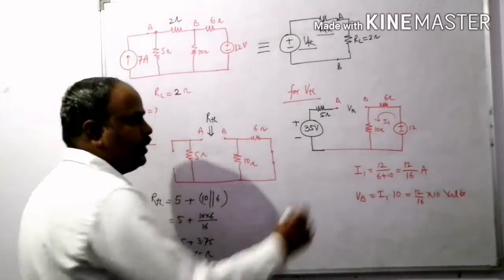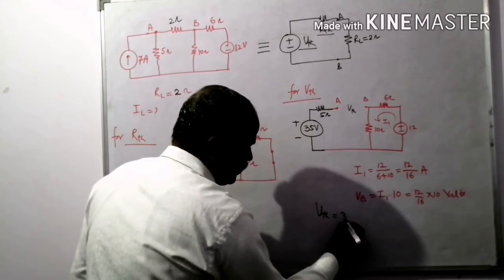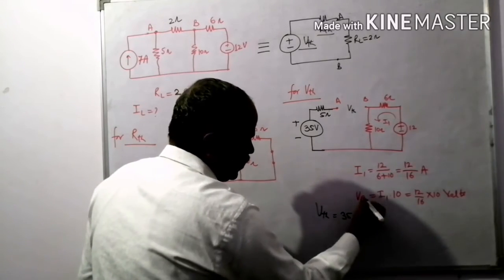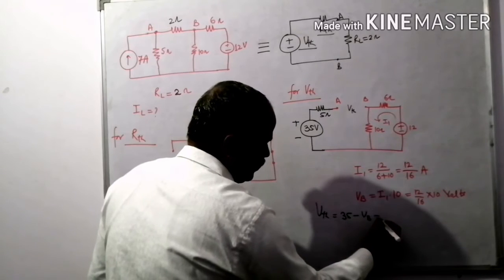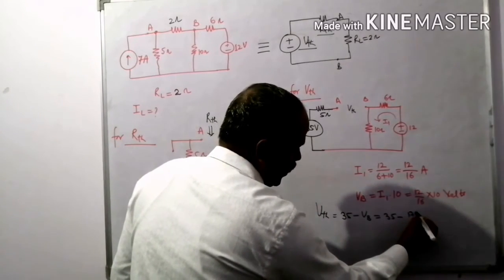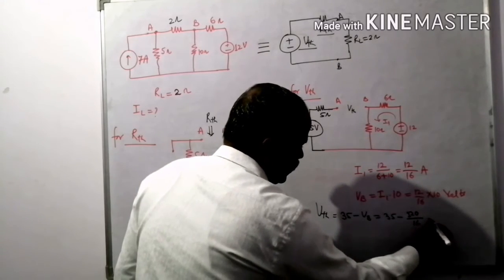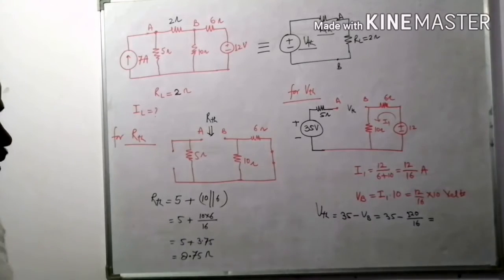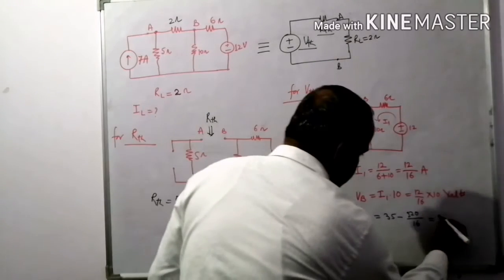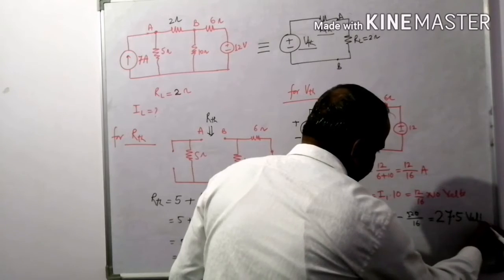So the value of the VTH is 35 minus this voltage at point B. 35 minus 120 divided by 16. After the calculation, it is 27.5 volt.